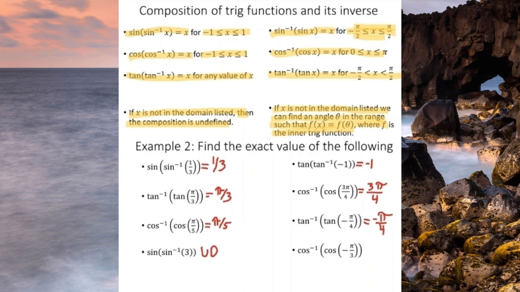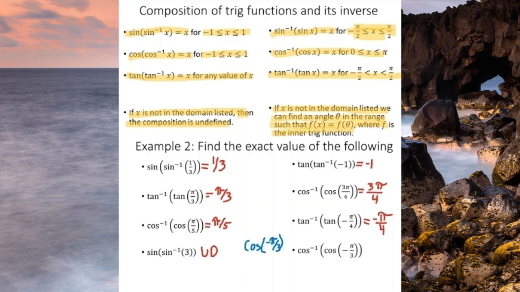So from here, there's a couple different ways we can go about this. We can either try to evaluate this directly, evaluate the cosine of negative pi over 3, then the cosine inverse of that answer. Or we can use our properties to try to rewrite the cosine of negative pi over 3 into cosine of some angle that will allow us to use our center right property.